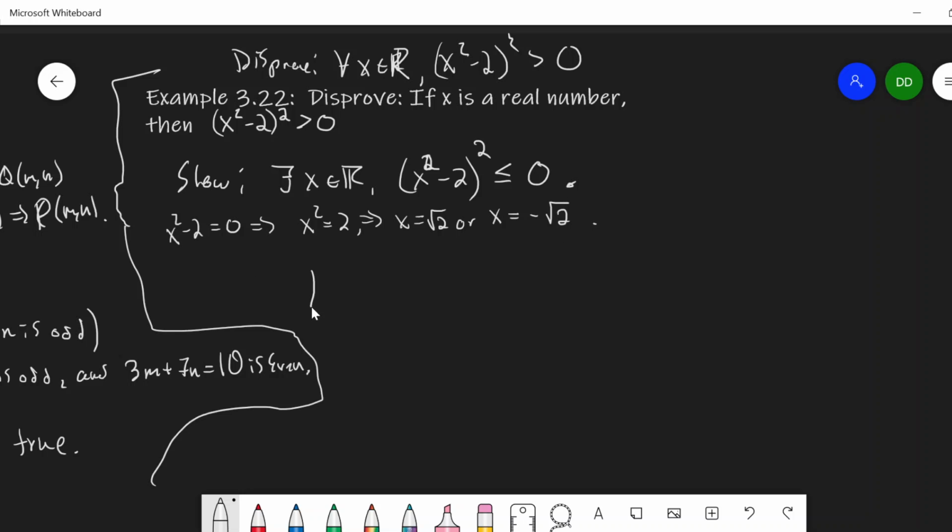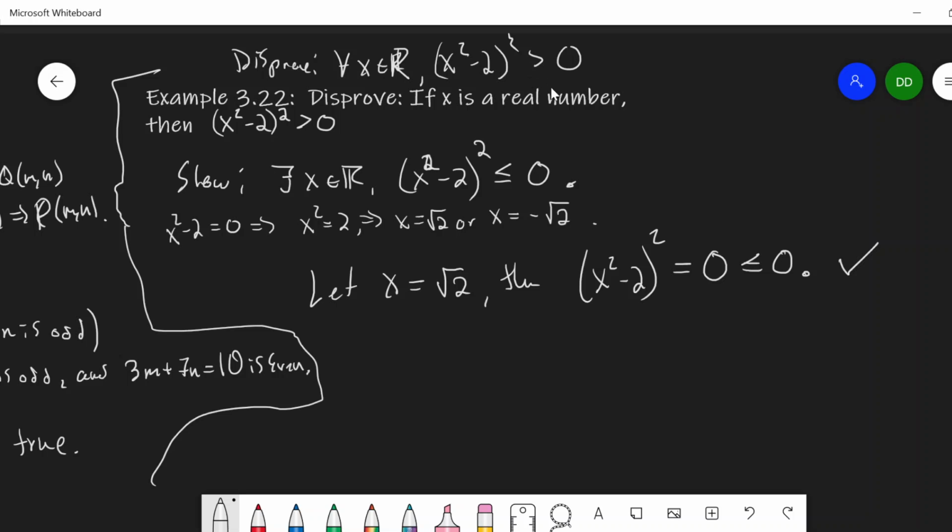So let's disprove this. Let x equal square root of 2, then (x squared minus 2) squared is equal to (square root of 2 squared minus 2) squared, which is 0, which is less than or equal to 0. That disproves the original statement, which claimed that for any real number, we'd always get something strictly greater than 0.